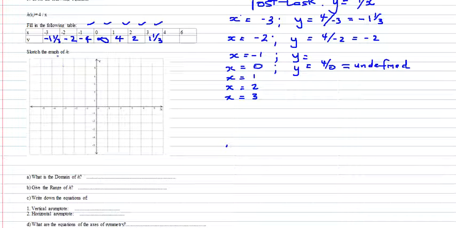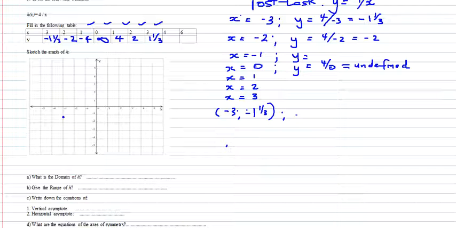Now that you've got a spread of values for your table, your ordered pairs, if you look at your ordered pairs, you've got -3 and y equal to -1 and 1/3. So plotting that value on your graph sheet, the Cartesian plane, you would see that when x is equal to -3, y is equal to -1 and 1/3. If you follow the dot, there's -1, there's -2, -1 and 1/3 would be just below -1. So there is our point there.